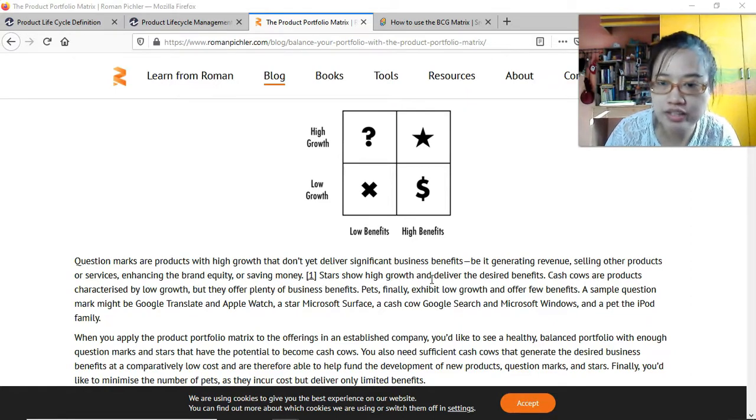Stars show high growth and deliver the desired benefits. So, after the introduction to the market, they have been received well by the market, by the customers, and so they are delivering the desired benefits: revenue, profit, cost reduction. Cash cows are products characterized by low growth, but they offer plenty of business benefits. And then you have the pets, which finally exhibit low growth and offer few benefits. Example question marks might be Google Translate and Apple Watch. A star, Microsoft Surface. A cash cow, Google Search and Microsoft Windows. Okay. And a pet, the iPad family.